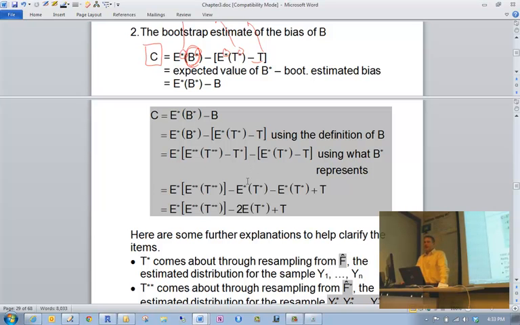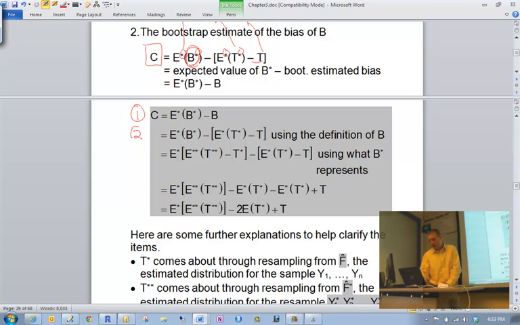So let's talk about C then. So this is the bootstrap estimate of the bias of B. In other words, it's an estimate of the bias of the bias. So C is expected value star, B star minus B. We're going to go through this slowly. So let's say that's step 1.